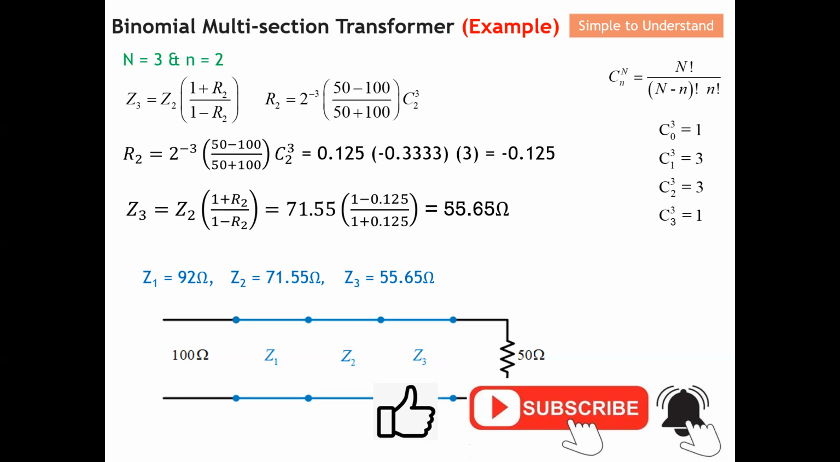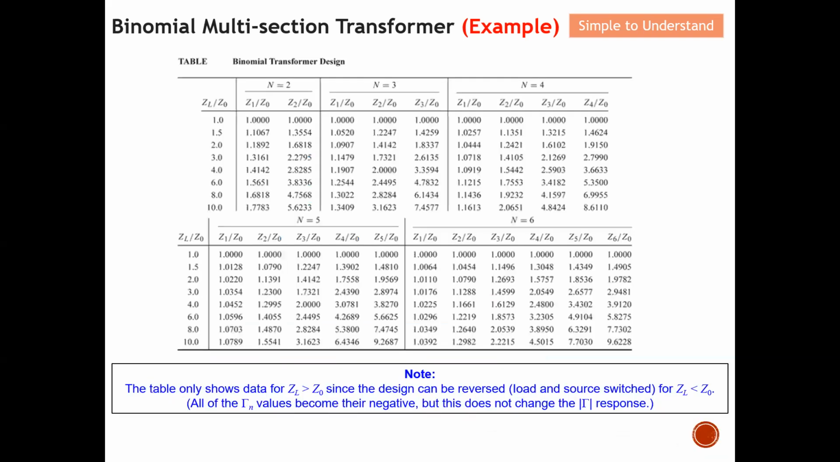So next, I'm going to show you another method, which is used by Butterworth, to design this binomial multi-section transformer. They basically make use of this table. But for this table here, this table only shows data for ZL larger than Z0. Since the design can be reversed, which means that Z0 larger than ZL, the load and the source switch, this is what it means.